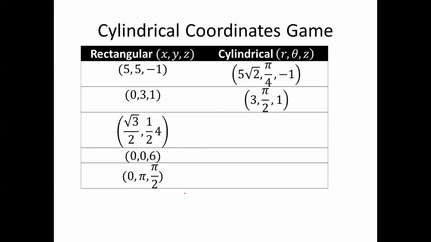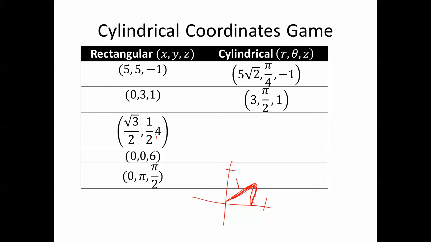How about (root 3 over 2, 1/2, 4)? There should be a little comma in there. Let's see, root 3 over 2, 1/2. Root 3 over 2 would be about over here, and a half would be about over there. Okay, that's what it looks like.